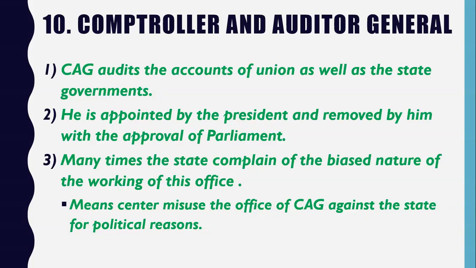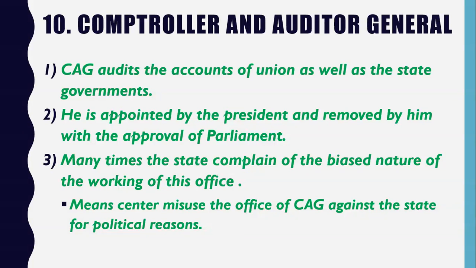So what happens, friends, is that many a time state governments complain of the biased nature of the working of this office. What does it mean? It means that state governments complain that the office of the CAG works in favor of the central government. Even if there is some fault, some scam in the accounts of the central government, the CAG ignores it. But even if there is no scam, no fault in the accounts of a state government, then also on the pressure of the central government, the office of the CAG makes a fake report and says that there is some fault, some scam in your accounts. Okay, so friends, the center misuses the office of the CAG against the states for political reasons.